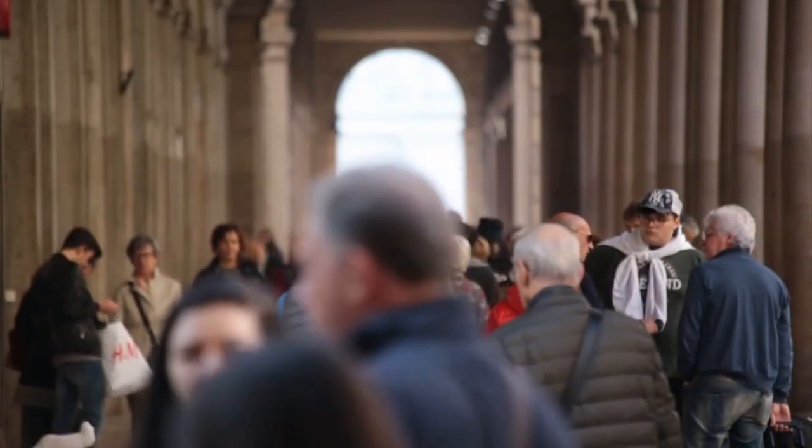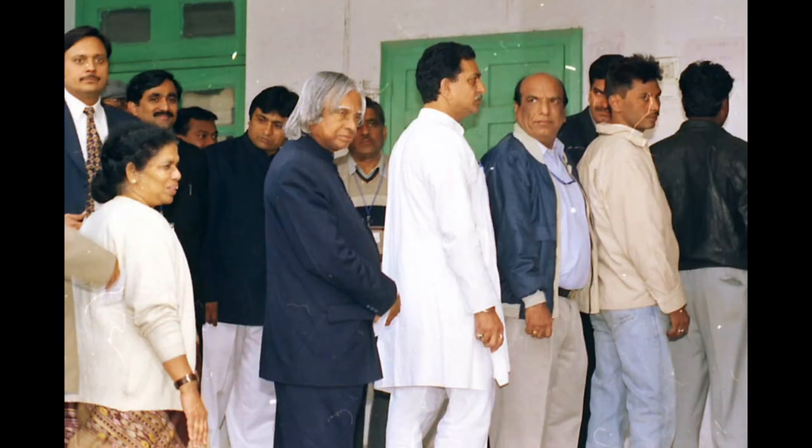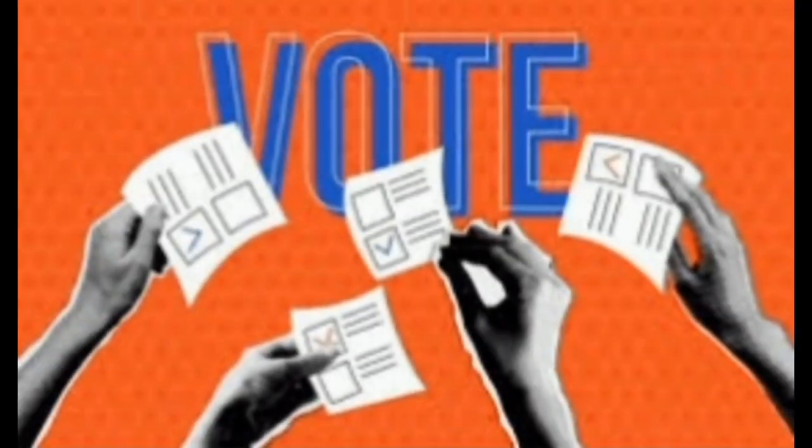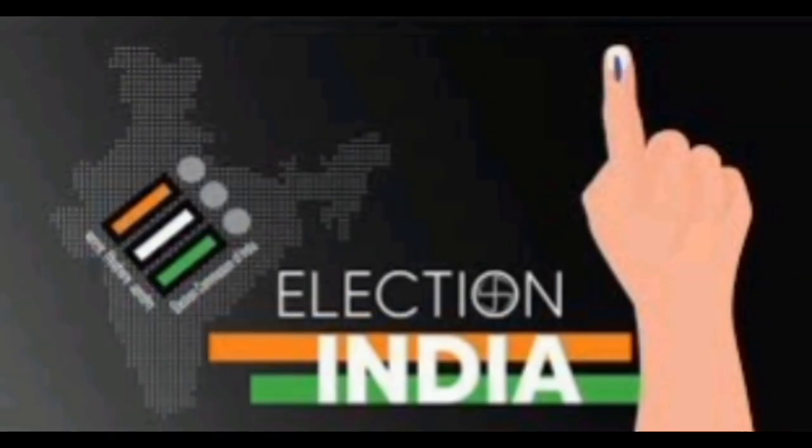Before the excitement of casting a vote begins, the first step for every eligible citizen is to ensure that they are registered as a voter. This process, overseen by the Election Commission of India, is crucial for participating in the democratic process. To register as a voter, eligible individuals need to fill out a Form 6, either online or offline, providing details such as name, address, age, and other relevant information.